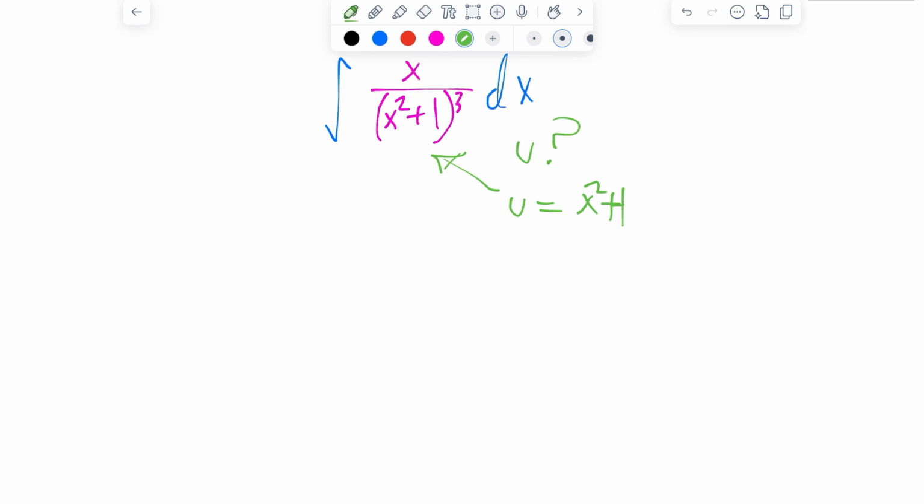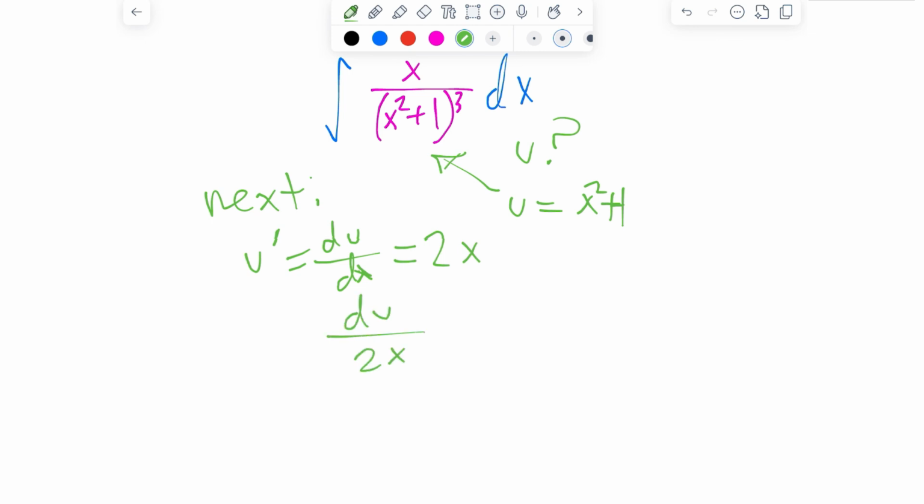And so our next step would be to find what du equals. Well, du over dx is basically u prime. And so what is u prime? U prime is 2x. And because u prime is 2x, du over 2x equals dx just by rearranging it. It's a very simple idea, but it takes practice to put into mastery.